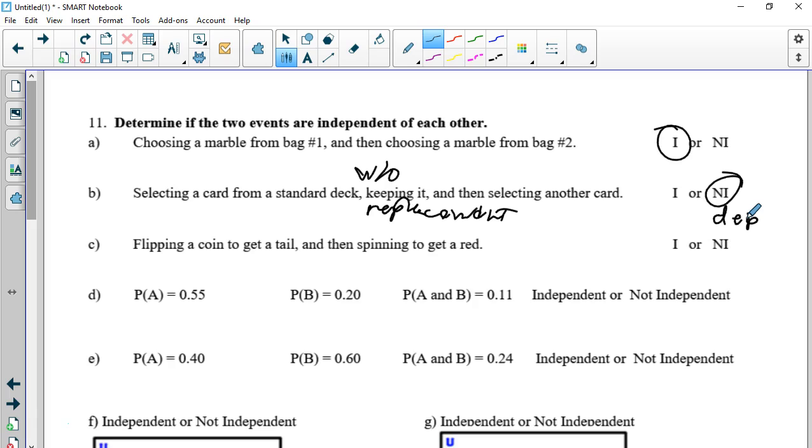Okay, it's like you all live at home. You're not independent yet, which means you are dependent on your parents for the time being. Okay, like on your taxes, they claim you as a dependent. Flipping a coin to get a tail, then spinning a spinner to get a red. Well, unless the coin lands on the spinner and jams it, they're independent. They have no effect on one another at all.